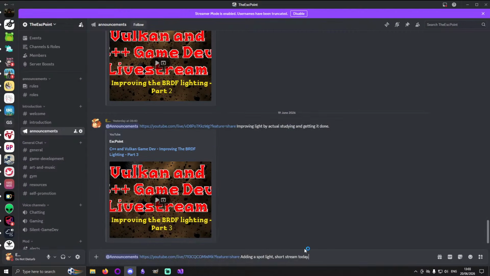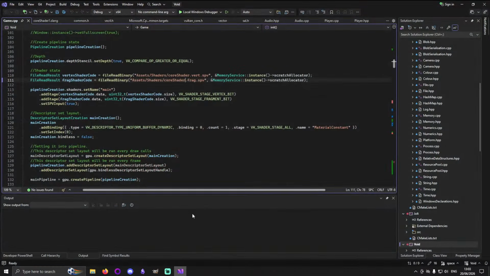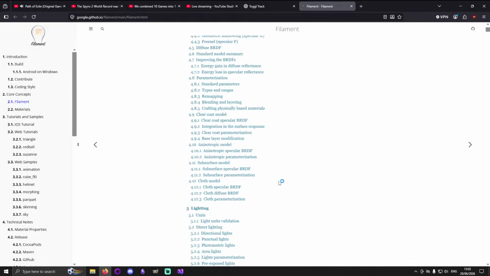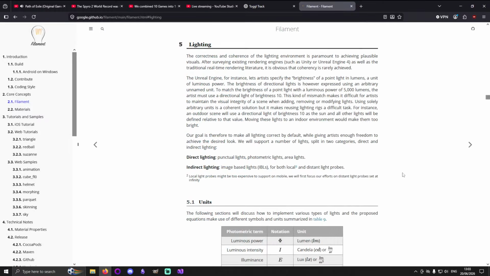And let me just spam this out. It's set up. We're going to be trying to add a spotlight in the good old Filament stuff, which you're probably very familiar with at this point. We'll see how far we get.